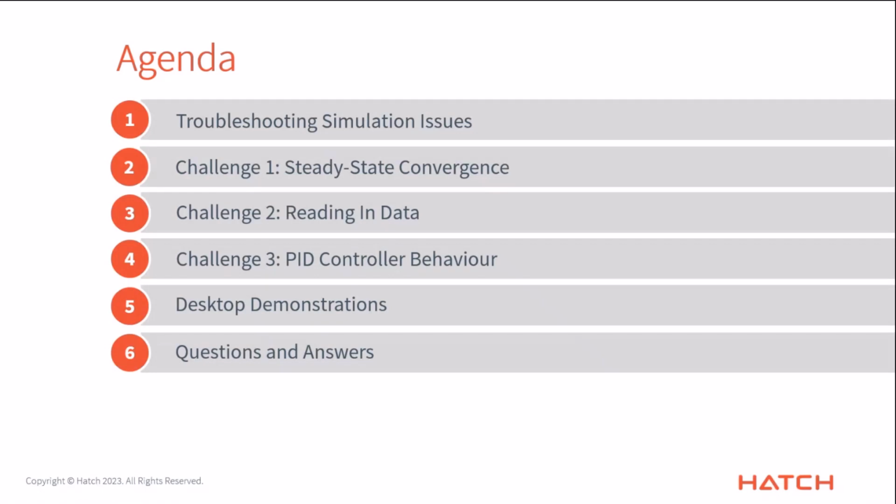To what I guess you would call simulation issues. These are basic things that every once in a while will come up. And the ones that I'm going to talk about today are things that actually have nice, easy to solve problems, things that can be handled if you just know where to look, basically. So we're going to talk about problems with steady state convergence. We're going to talk about problems with reading in data, and then also some challenges around PID controller behavior in your model. So these are things that come up every once in a while, and we do answer these questions.